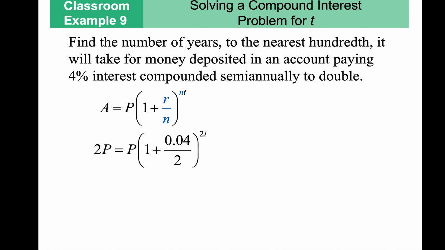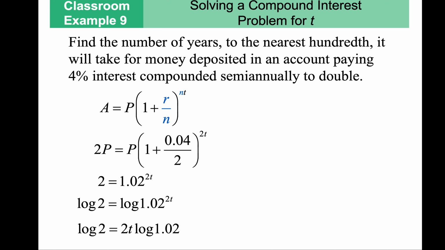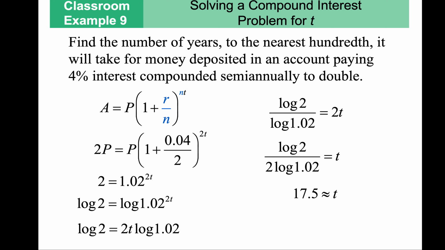If I want it to double, I would say 2 times my starting investment of P equals P times the whole expression. I calculate this whole thing out, and I get 2 equals 1.02 to the 2t. Where did the P's go? They canceled out. I divided both sides by P. I'm going to take the log of both sides because when the variable is an exponent, we take the log of both sides. So I can bring the exponent to the front, and then I can divide, and I can solve for t.